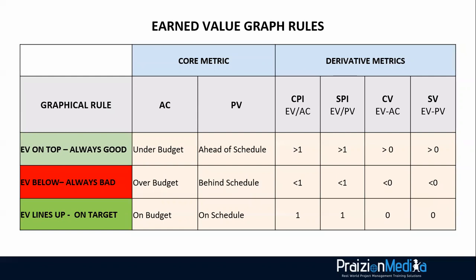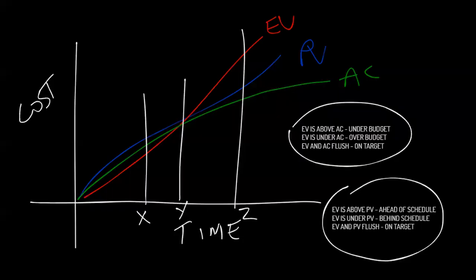And without looking at the answers, you should be able to see X, Y, and Z. It's a very rough sketch here, but you can see X, Y, and Z are all different. X, earned value, is below both planned value and AC, and that means, of course, over budget, behind schedule.